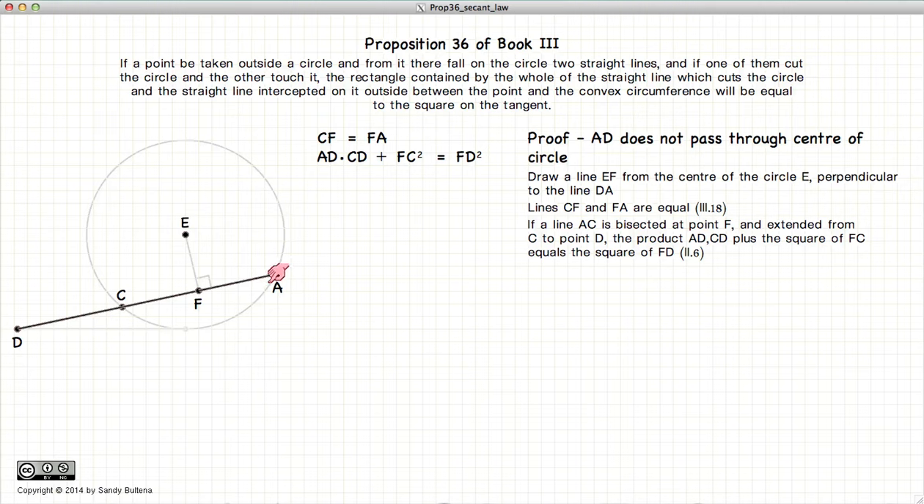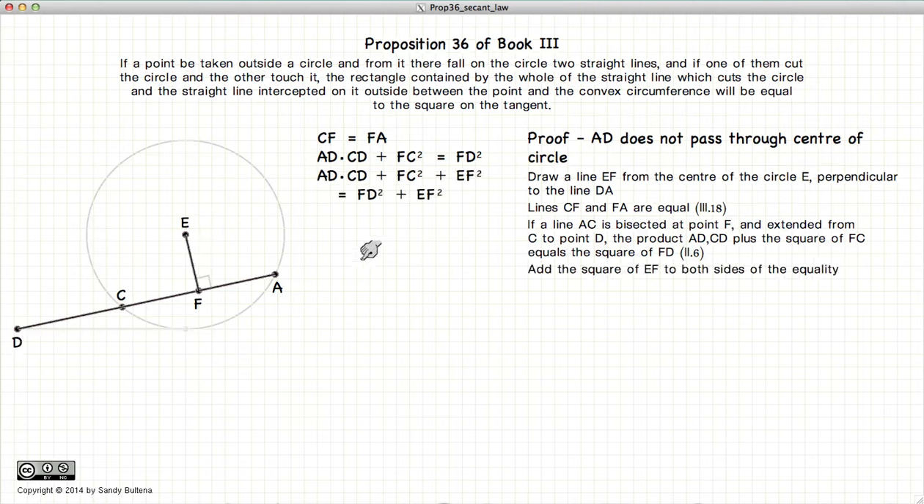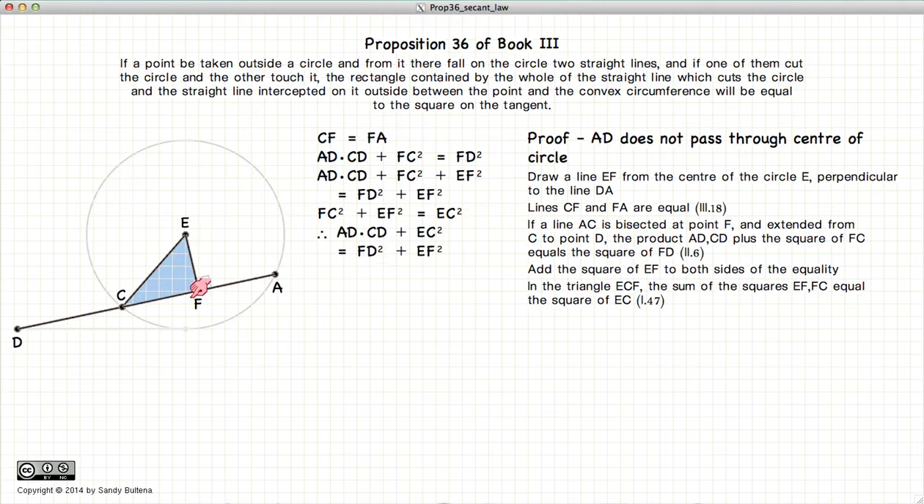Again, we have AD times CD plus FC squared is equal to FD squared. I'm taking this equation, and then what I've done is I've added EF squared on both sides of the equal sign. Now if we look at our triangle FEC, because this is a right angle, we can use Pythagoras' theorem. So we have that FC squared plus EF squared is equal to EC squared.